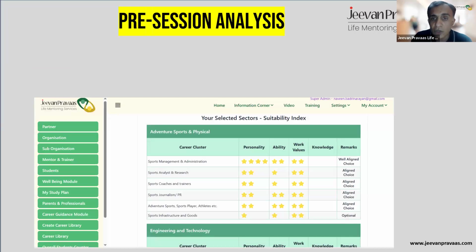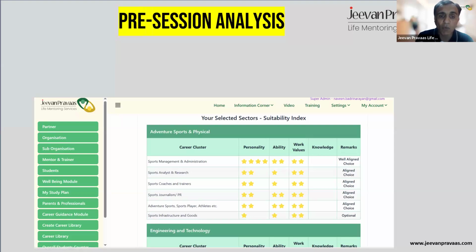Then you pick up the career choices. Now career choices look like this. If you notice here, your personality, ability, work values, knowledge, and this is the alignment matrix. This is the career cluster, which means the sector adventure, sports and physical has got these clusters inside. Clusters are families. Every family has a different type of work. We'll talk about the type of work a little while from now, and you'll understand what it is.